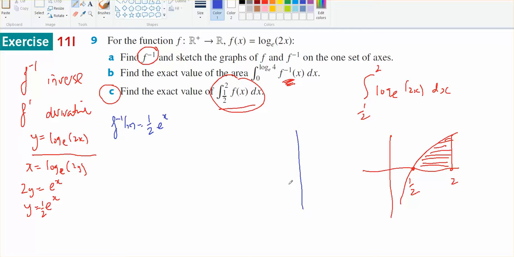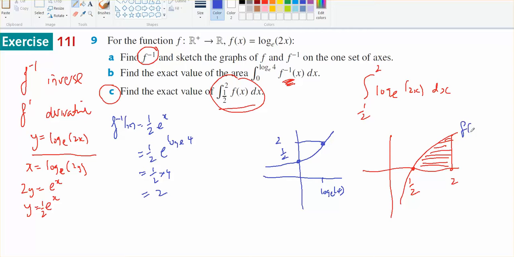And if I was to draw the inverse, it's going to look like this, where that is 1/2. And if I was to consider the point which was log base e of 4, then subbing in, y equals 1/2 e to the log base e of 4. E raised to the power of log base e of 4 will equal 4. That's 1/2 times 4, which is 2.